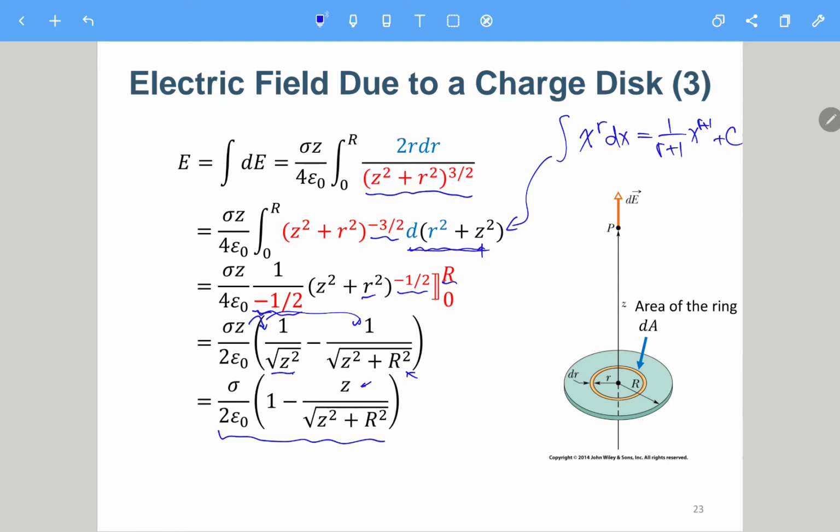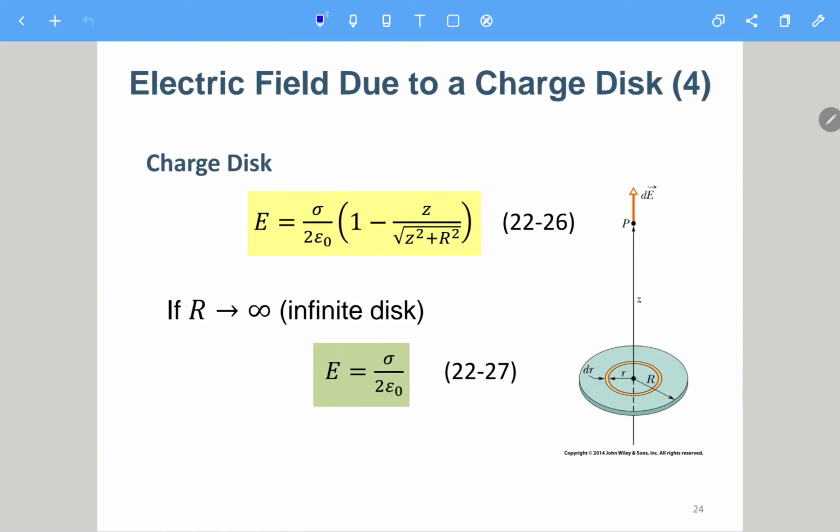So up till now, any questions? No questions. Okay, so next, we have the expression for the E field generated by a charged disk.